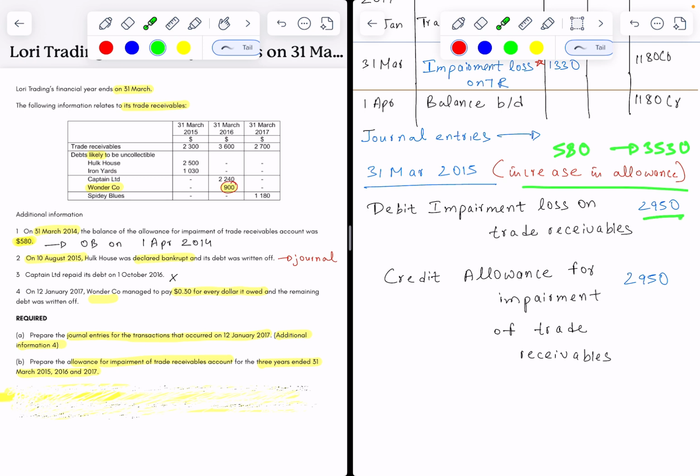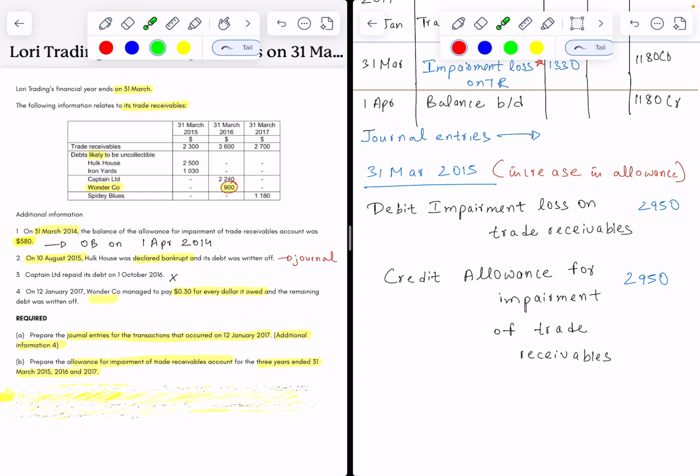Whenever our allowance for impairment of trade receivables increases, we have to credit it, because it's a contra asset account, and contra asset accounts, when they increase in value, we credit them. Okay? So credit allowance for impairment of trade receivables by $2,950, which is also referring to the fact that now there is more uncertainty in collecting the amount that our credit customers owe us. So this is a bad thing for the business, because obviously there's an increase in this uncertainty.